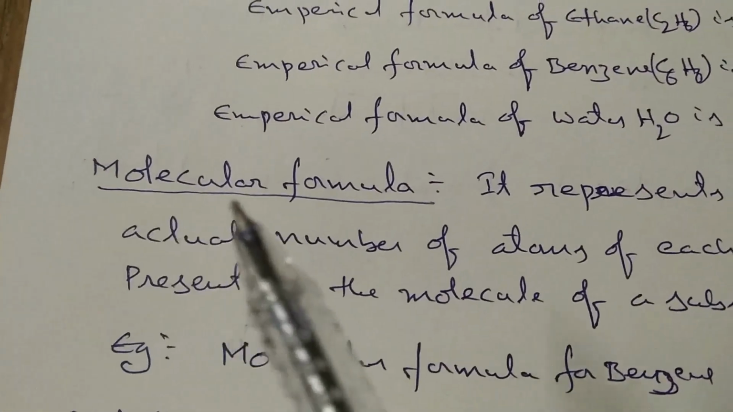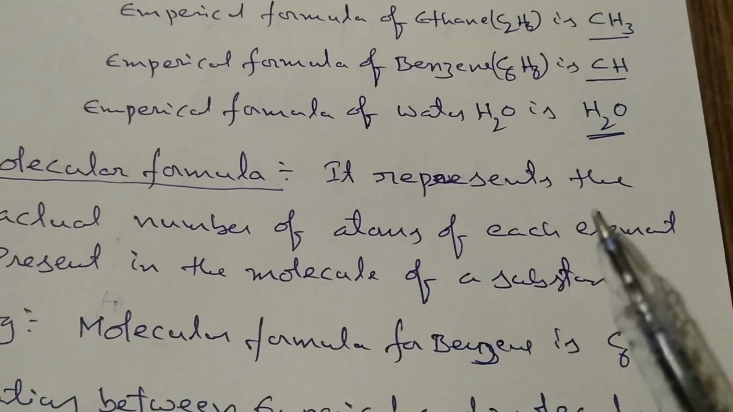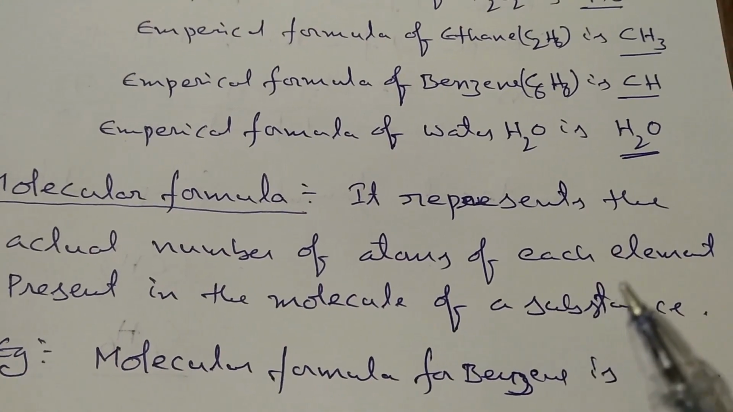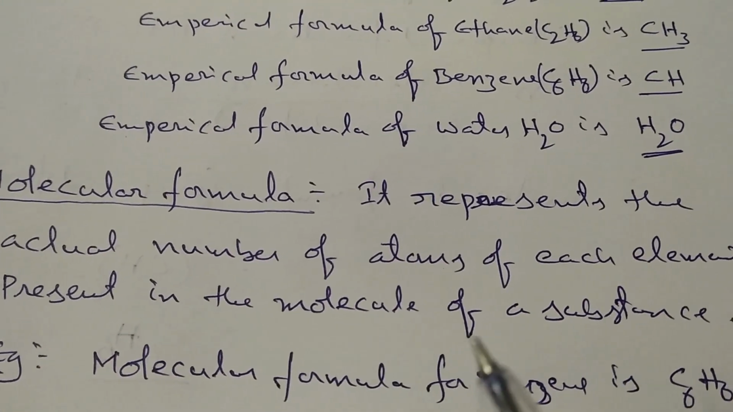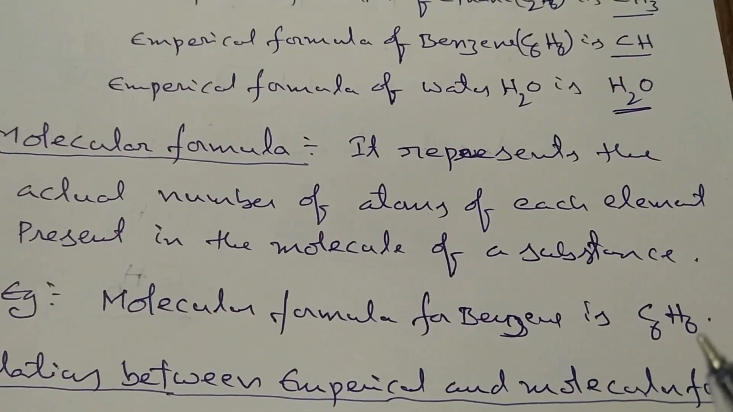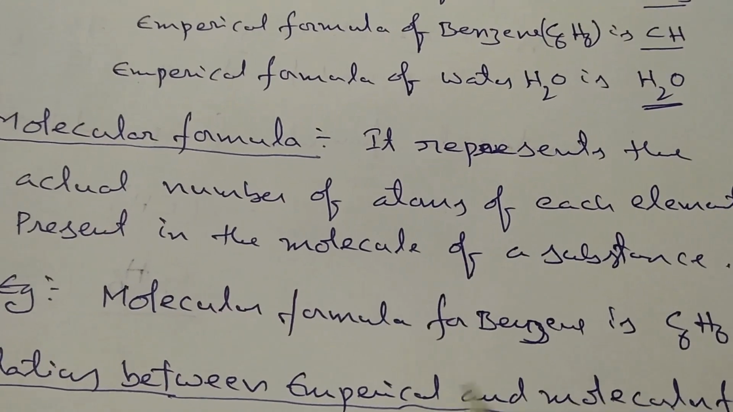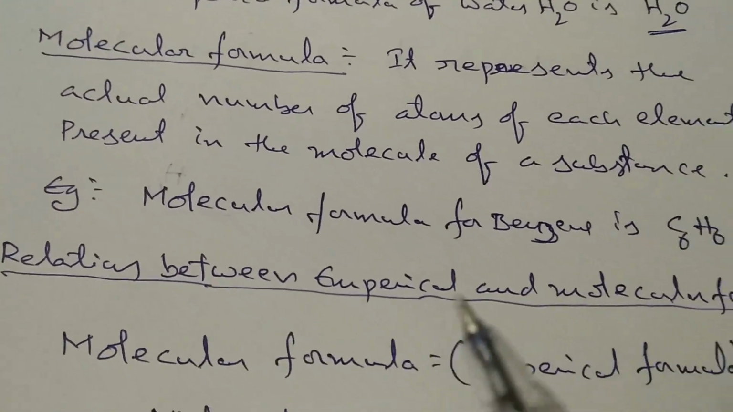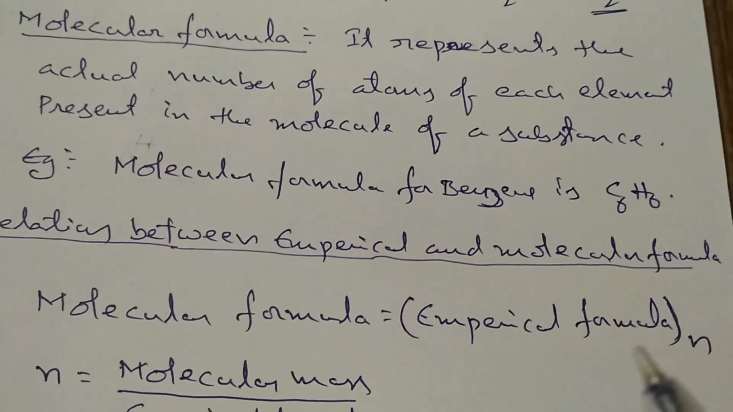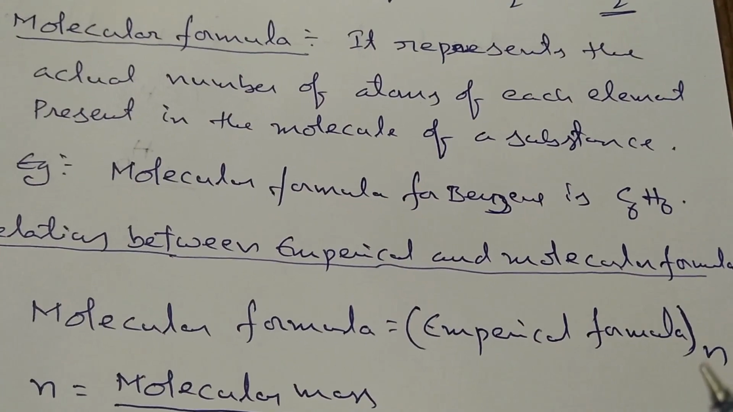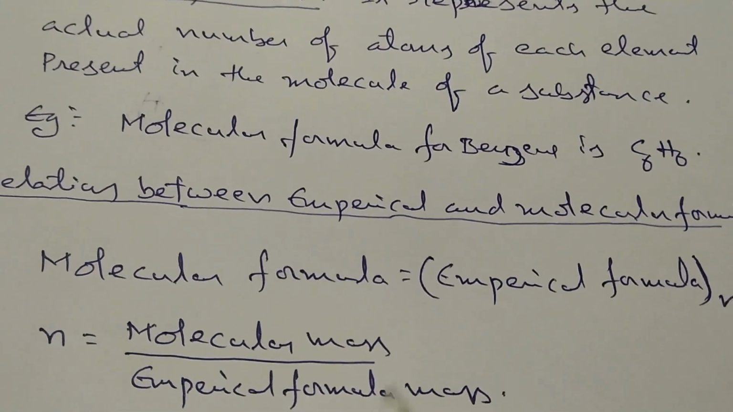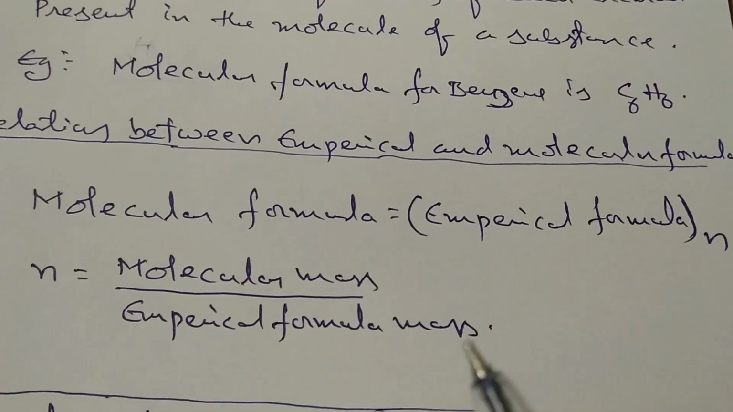Next, molecular formula. It represents the actual number of atoms of each element present in the molecule of a substance. The molecular formula of benzene is C6H6. We know about this molecular formula. Next, the relation between empirical formula and molecular formula. Molecular formula is equal to empirical formula into N. Here N is equal to molecular mass divided by empirical formula mass.